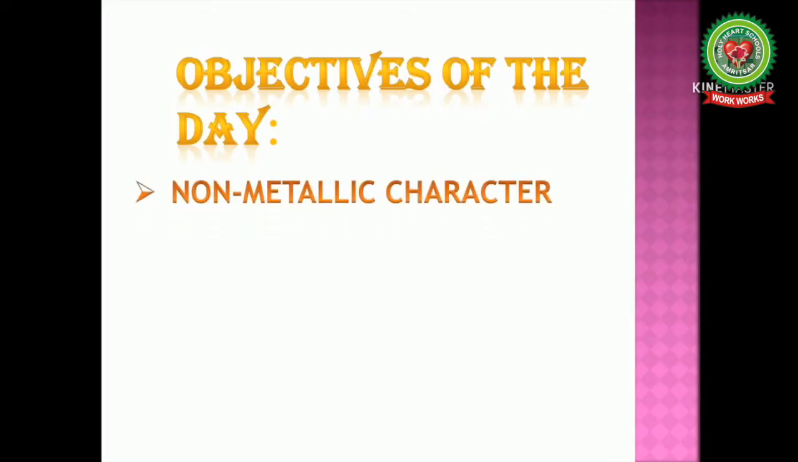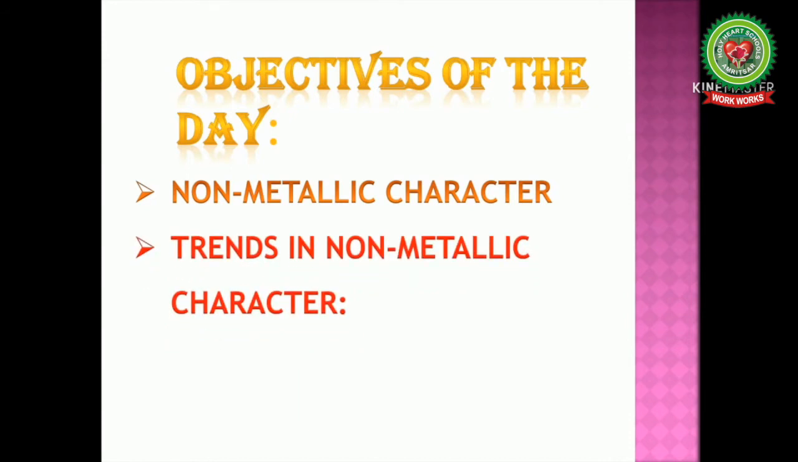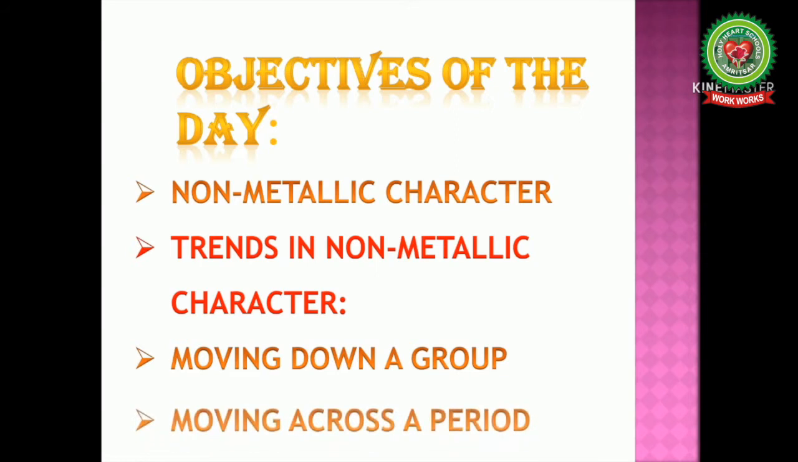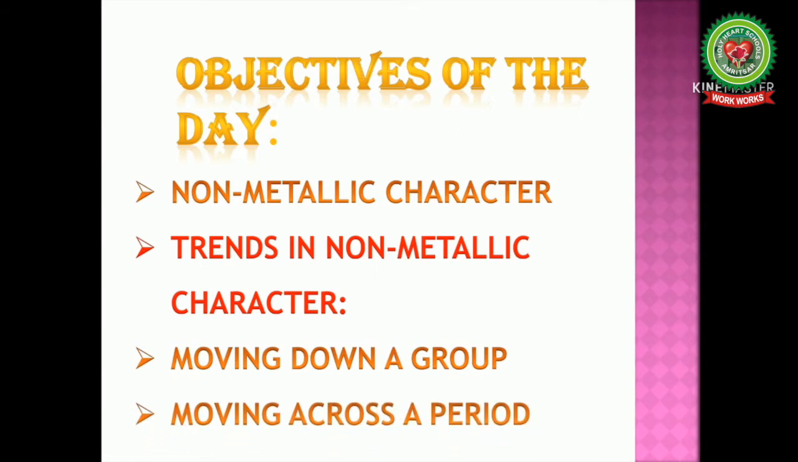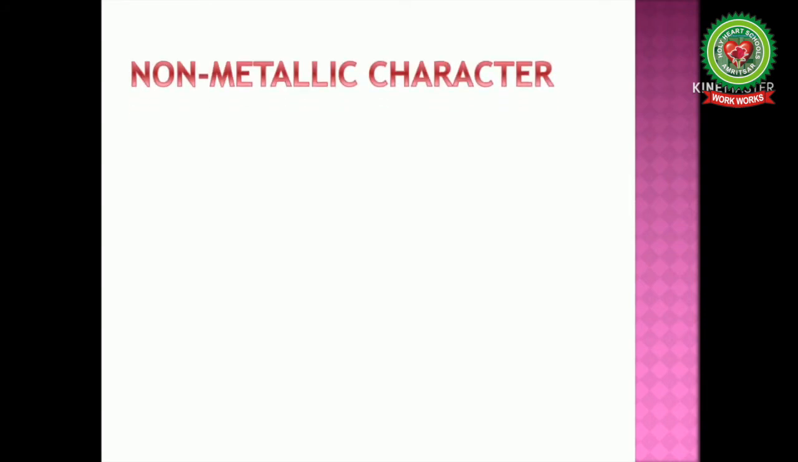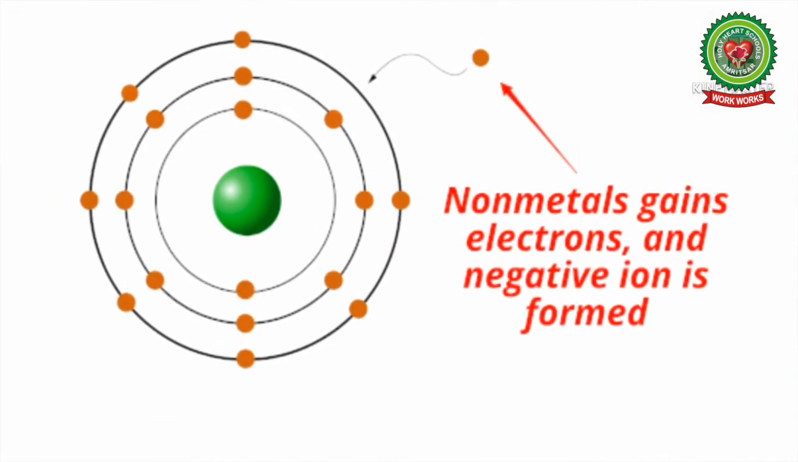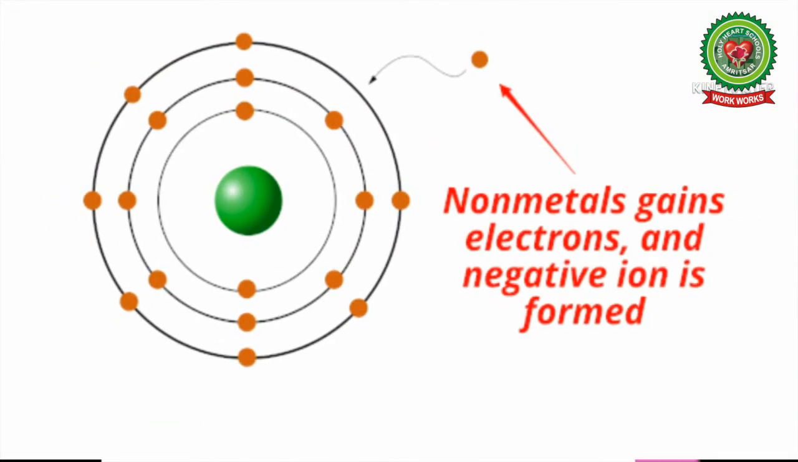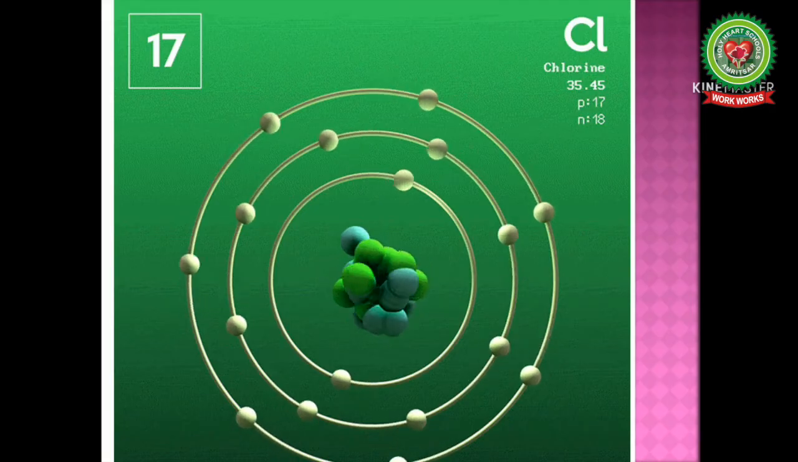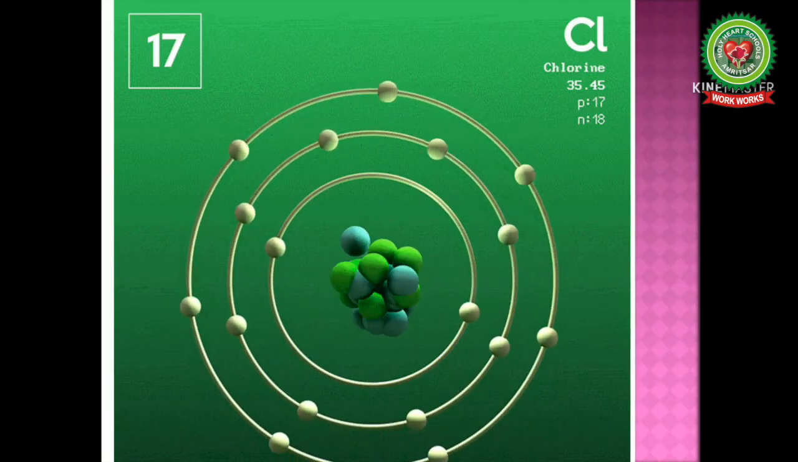Now, the objectives of today's topic. First, non-metallic character, and the trends in non-metallic character while moving down a group and while moving across a period from left to right. Now, the first question arises: what do you mean by non-metallic character? Actually, the tendency of an element to gain electrons and acquire a negative charge is known as non-metallic character. Here, we have an example.